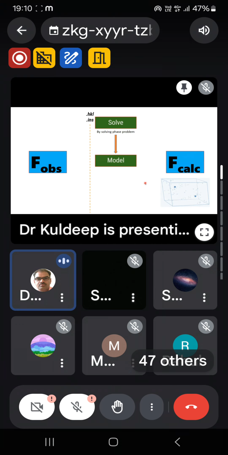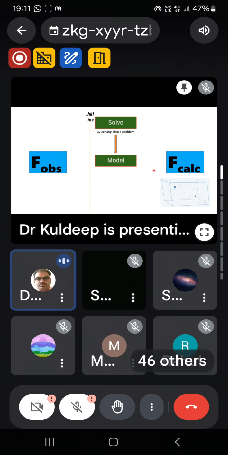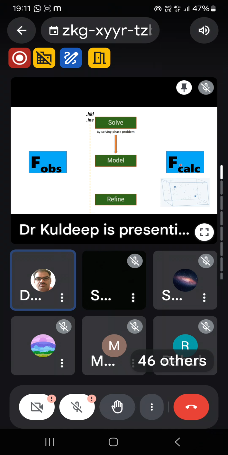And then what we do, we calculate the structure factors. So we have the observed structure factors and we have the calculated structure factors. So we match these two structure factors. So there is a minimum difference between the F calculated and F observed. We will do the repeated refinement. This is known as refinement. So the matching of the F calculated with F observed is known as the refinement.